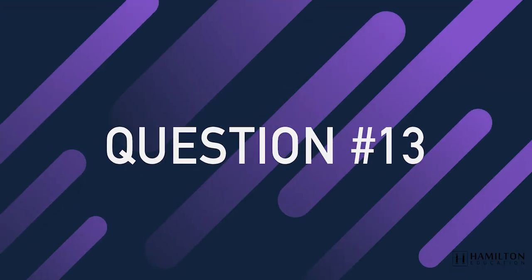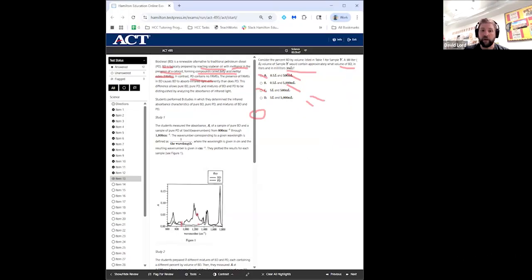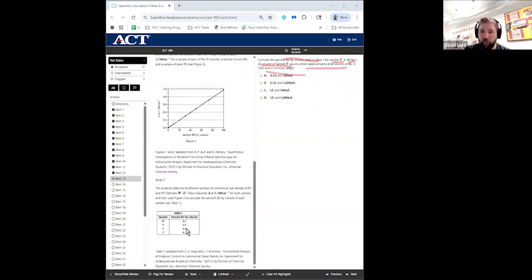All right, this is the last one for passage 2. Question number 13. Consider the percent BD listed in table 1 for sample Y. A 10-liter volume of sample Y would contain approximately what volume? Well, this is pretty easy. We go to table 1, and Y had about 4.8%, or basically 5%.